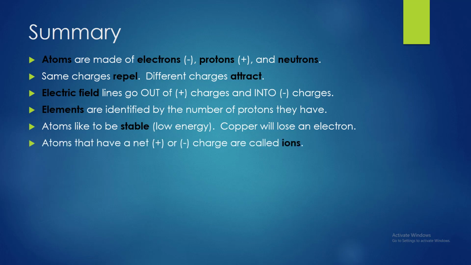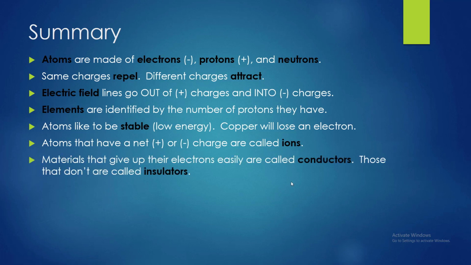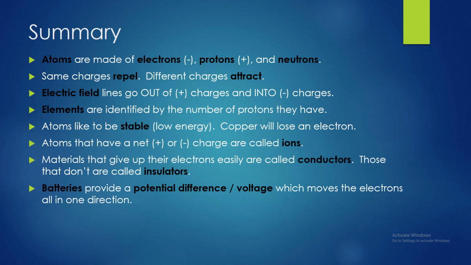Atoms that have a net positive or negative charge are called ions. Materials that give up their electrons easily are called conductors. Those that don't are called insulators. Batteries provide a potential difference, also known as voltage, which moves the electrons all in one direction, which is a current. When electrons are moving, we have a current.